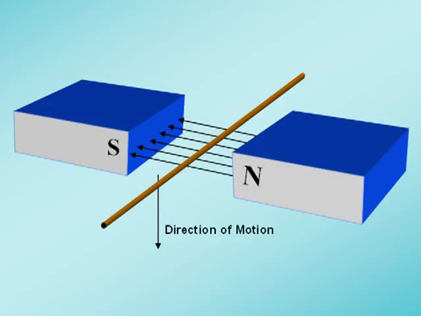For example, consider the diagram shown here. We have a wire that is suspended in a magnetic field, and we will now move the wire in a downward direction. This will result in voltage potential from one end of the wire to the other. But what is the polarity of this voltage?